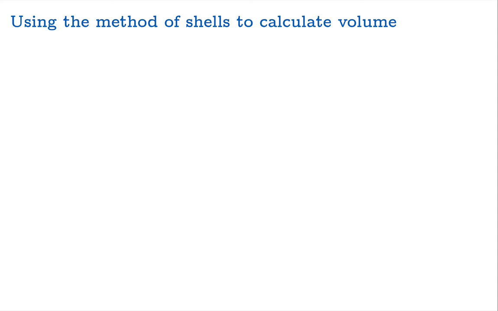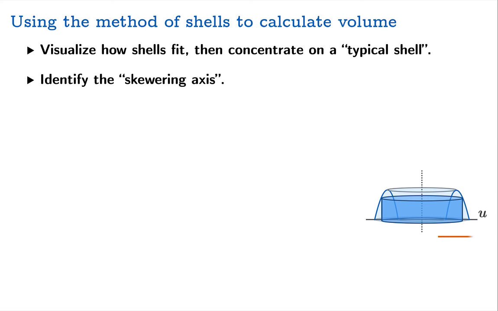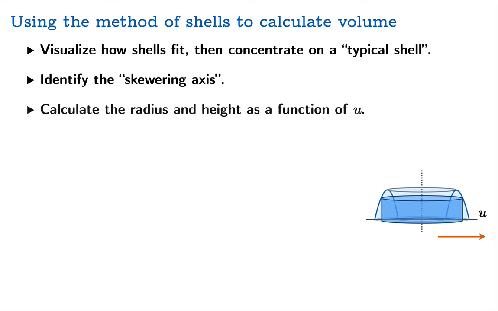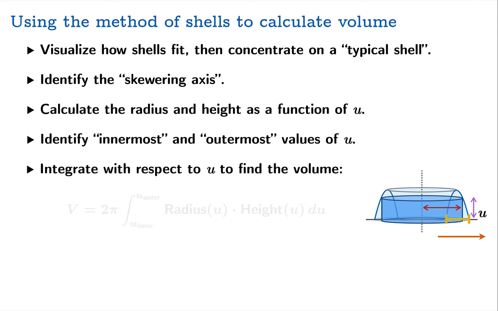So let's summarize using the method of shells to calculate volume. You have a region that you're going to spin around an axis, and you have to visualize how the shells fit and then concentrate on a typical shell. You have to identify the skewering axis. So in this diagram, that would be the u-axis. You have to calculate the radius and the height as a function of that skewering variable u. You have to identify the innermost and outermost values of u for your integration. And then you put it all together and integrate with respect to u to find the volume.